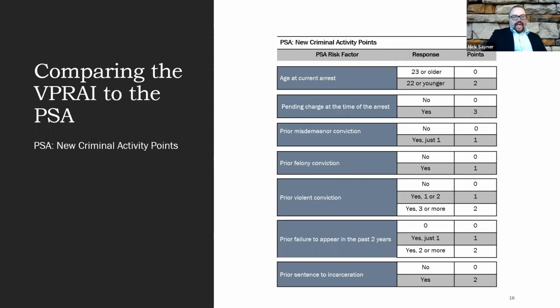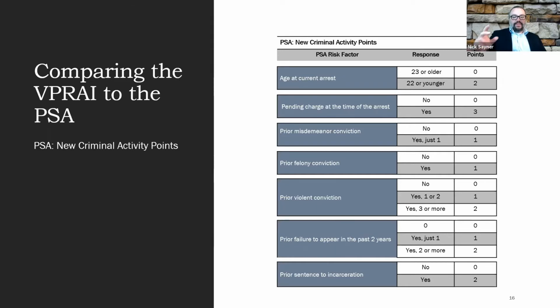So now we're looking at new criminal activity, and you can see that there's a lot more complexity to this one. But still, at the same time, it is fairly straightforward when you look at the factors. Age of current arrest. If it's 23 or older, you get 0 points. If you're 22 or younger, you get 2 points. Pretty simple. Pending charge at the time of arrest, again, that's a yes/no statement. No, 0 points. Yes, 3 points. Prior misdemeanor and prior felony conviction, again, same concept. No is 0 points. Yes, it's just 1 point. Prior felony, again, 0 and 1.